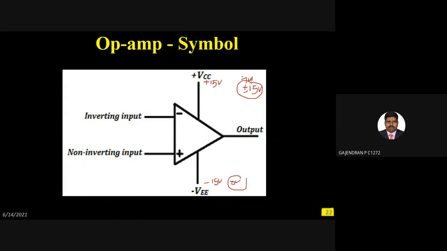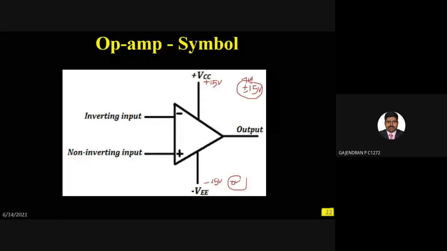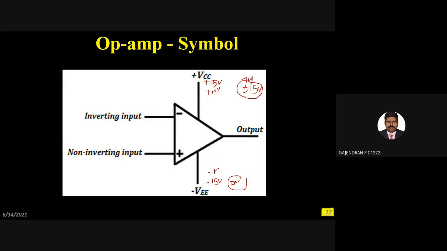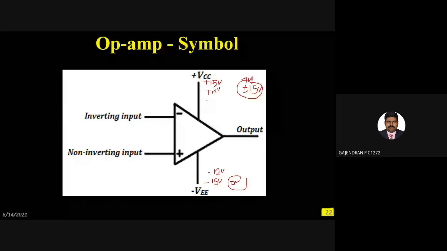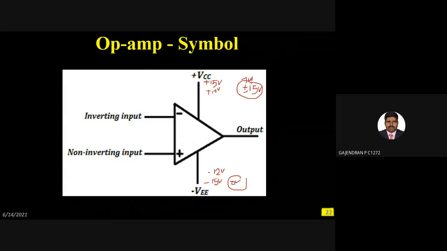But if you are considering the 741, the most popular one, we will have a symmetric supply. What will we give? Plus 15, minus 15. If I am giving plus 12 volt, that is also possible, and I want to give minus 12 at VEE. So this is the way. What about VCC and VEE? They are the supply pins.